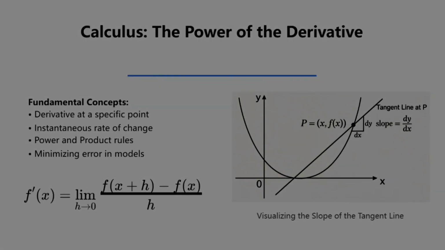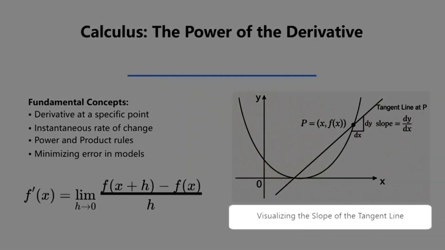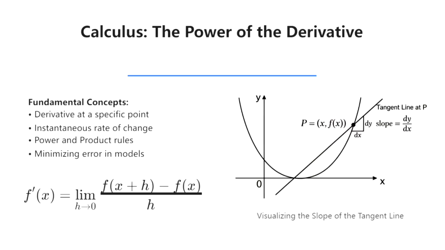By visualizing the slope of the tangent line, we can see exactly where the function is increasing or decreasing. This is vital for minimizing error. We follow the derivative to find the lowest point of an error function. Next, we'll look at the specific rules for calculating these slopes, like the power and product rules.